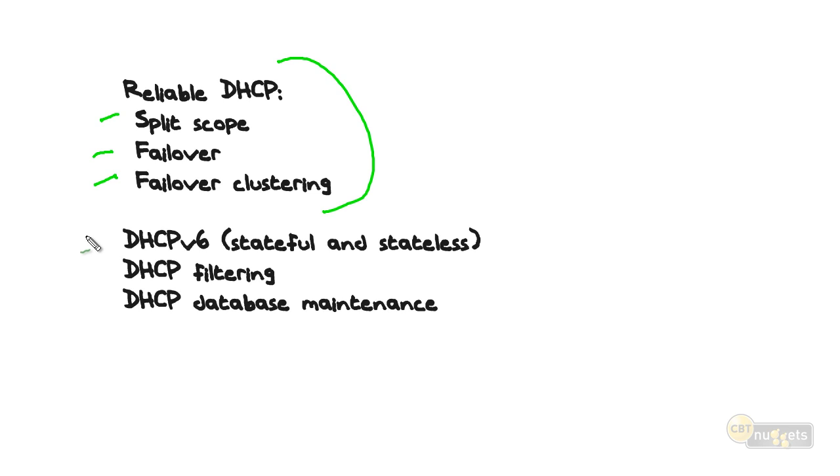We also looked at DHCP v6 compatibility, including your options for using DHCP either in stateful or stateless configuration for your IPv6 clients. We looked at DHCP filtering, and I showed you where to go to run a backup of the DHCP database, which is your primary maintenance task.